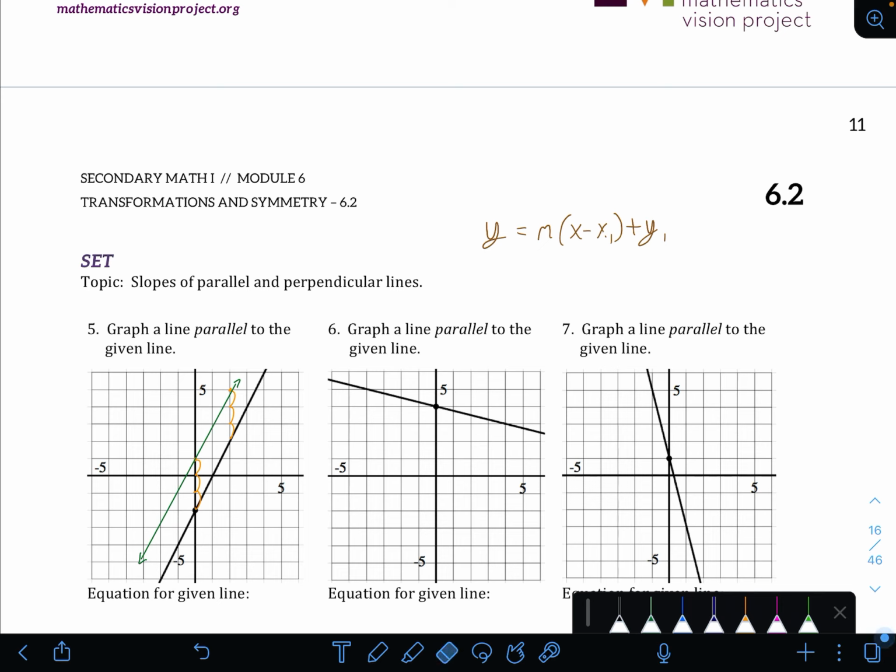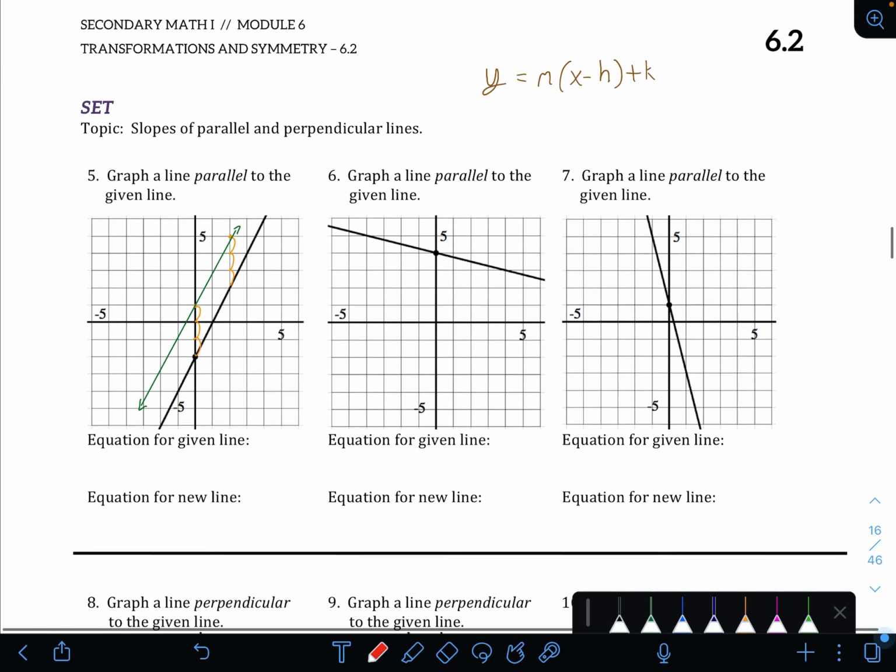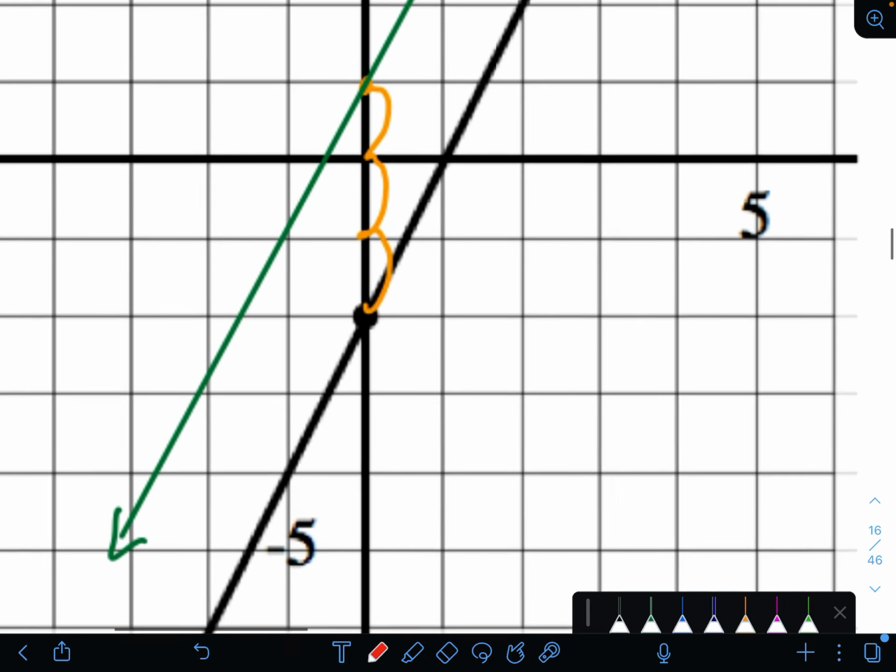Now, instead of that x1 and y1, I realized that in our class we've been calling it h and k. It's actually something I'm trying to convert people to, because h and k is used in a lot of other things as well, where x1 and y1 is rarely, if ever, used. All right, so all we need to know is the slope and a point. So that's what we're going to find out for this line. Let's take a look at our original line.